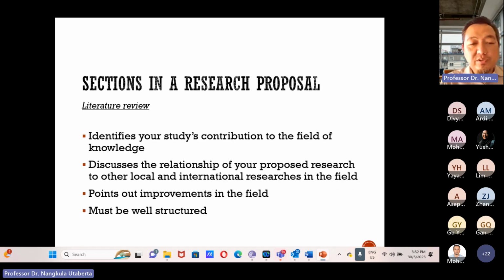Literature reviews, yeah? A proposal must have some literature review. Might not be the whole 20-30 pages, no, but you have to pick up the very important literature that relates you with this research. Must be well structured. So literature review in chapter 1, this proposal normally will become a part of chapter 1. Yeah? Must be well structured.